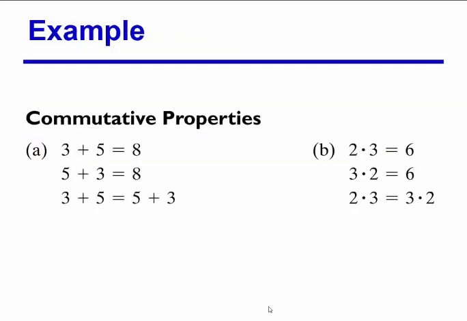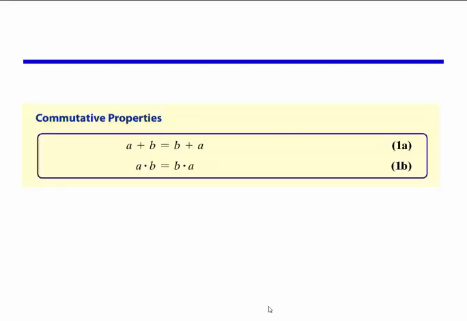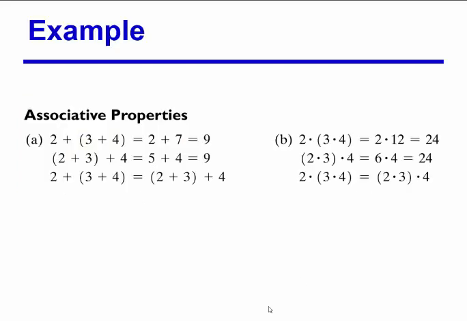So here, the first one is the commutative properties. So we have 3 plus 5 is equal to 8, 5 plus 3. So in other words, 3 plus 5 is the same or equals 5 plus 3. And then 2 times 3 is the same as 3 times 2. So commutative property.